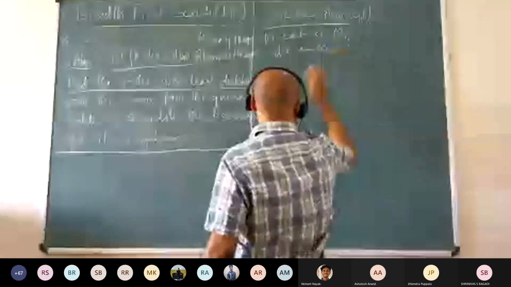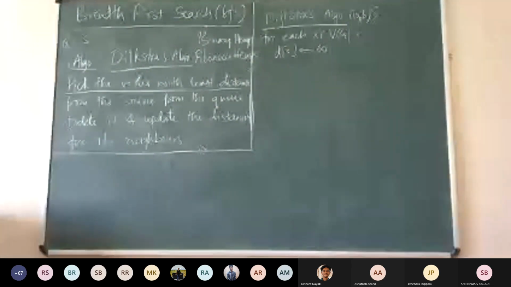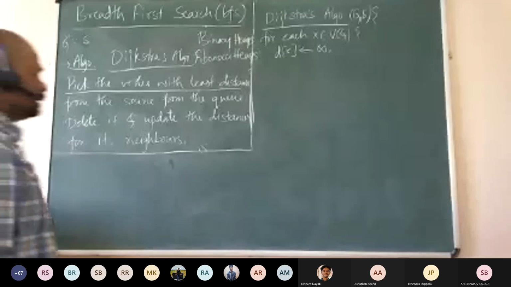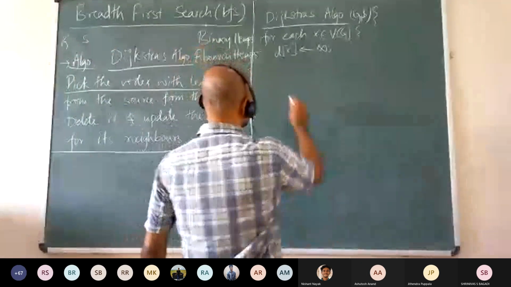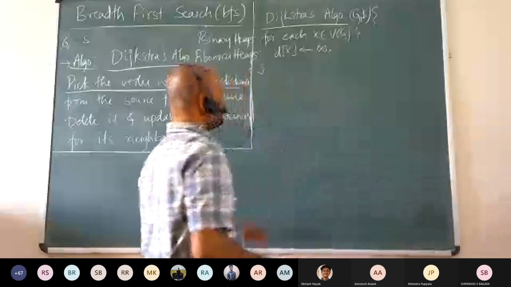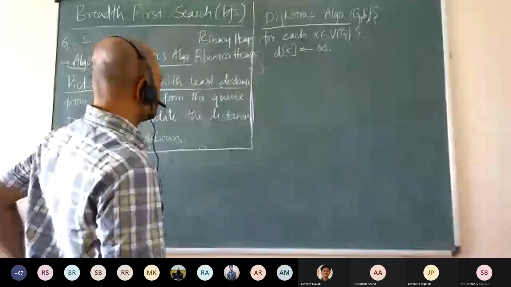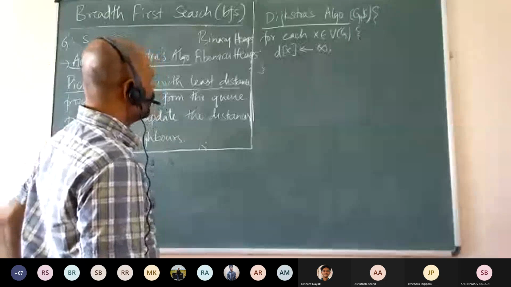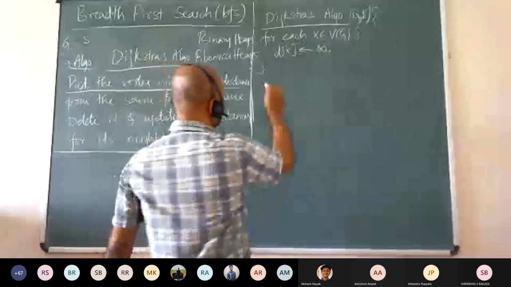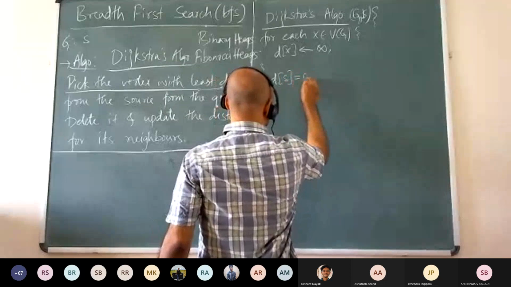Basically the distance to all those vertices is not found yet. Maybe that's all that is necessary, we will see. Now we know that we should start from the source. So for the source we will set the distance to be equal to 0.